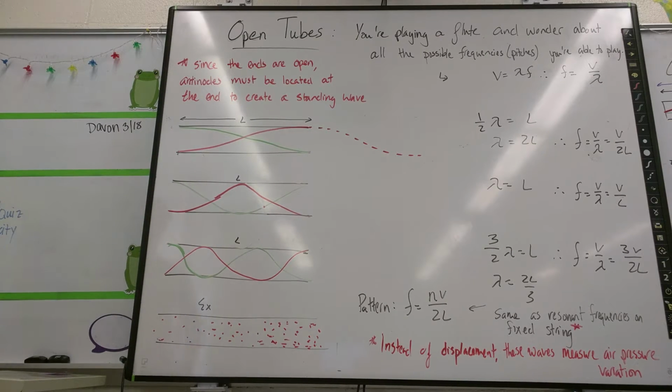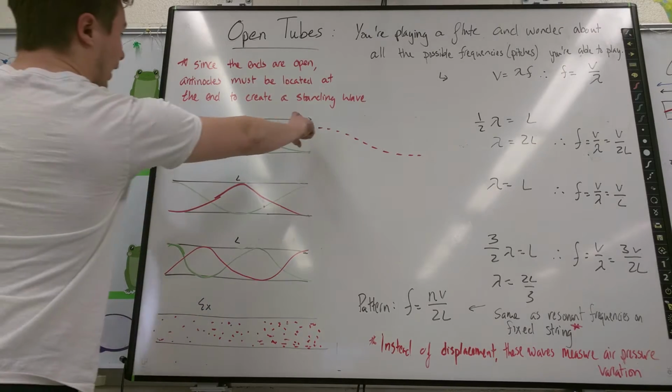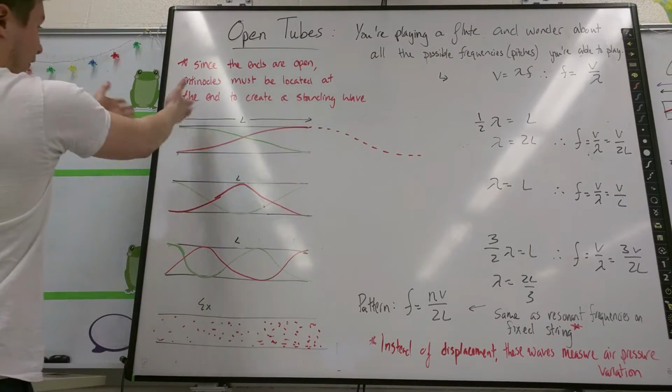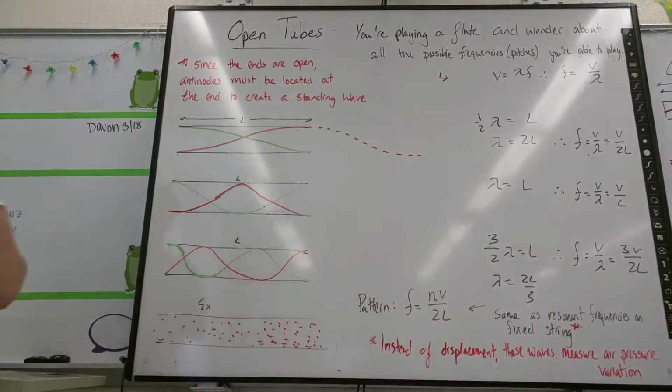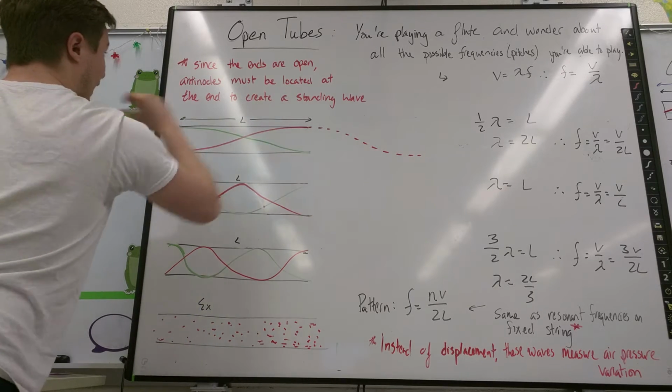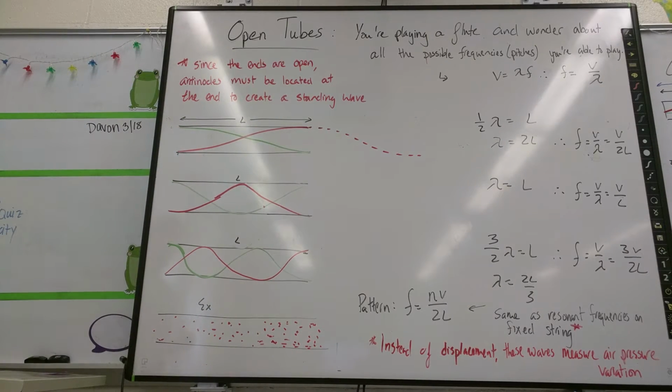So this flute is an open tube, meaning over here we have just an opening. And if we have a standing wave, if we've created a frequency at which our waves interfere with one another, then there must be an antinode at each open end. So let's consider what this looks like.